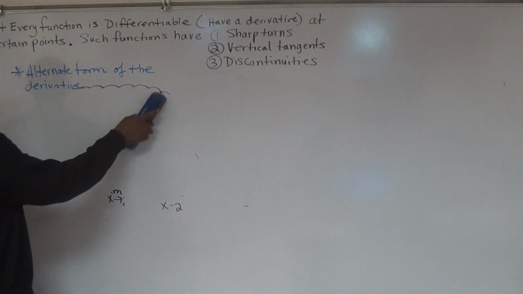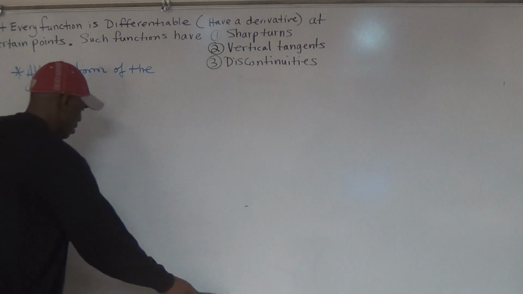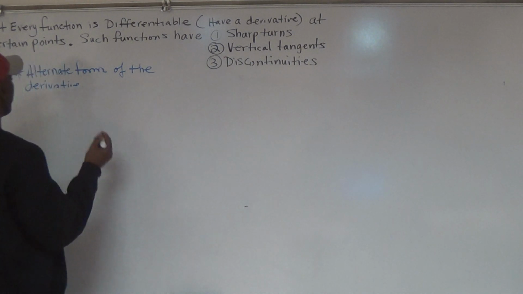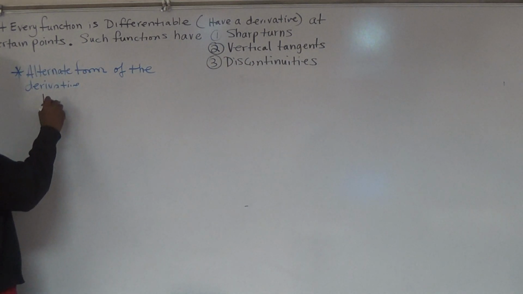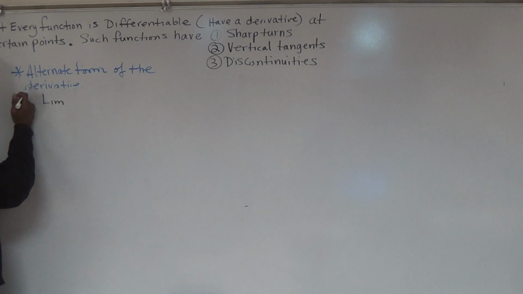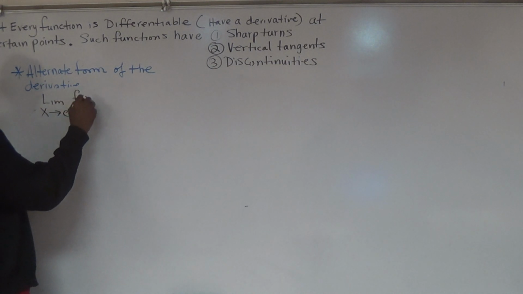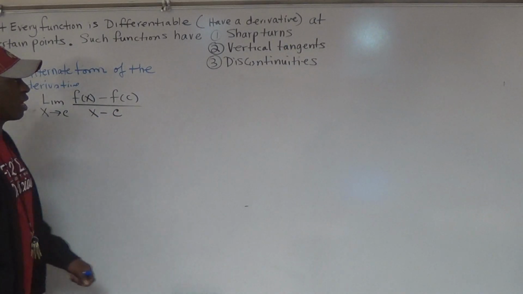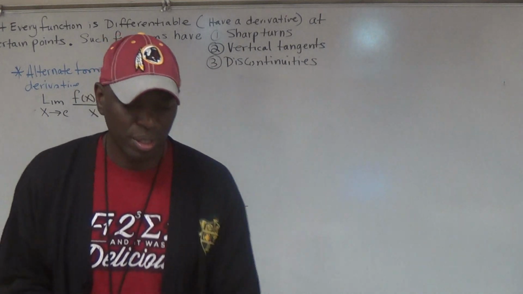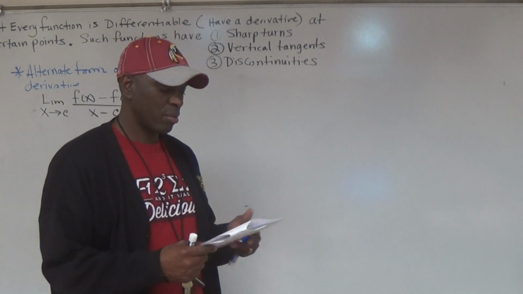Oh, I shouldn't have erased that. I need the alternate form, but it's okay. I'll put it back. All right. Let me put it back up here. The limit as x approaches c of f of x minus f of c all over x minus c. All right, so now let's look at vertical tangents. Let's see the example in your packet for vertical tangents.